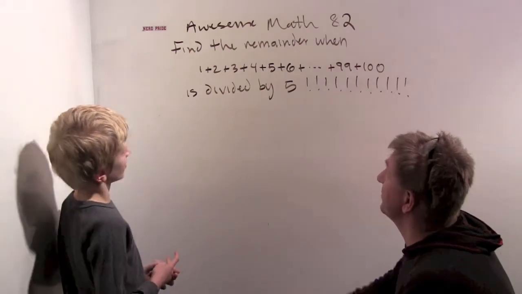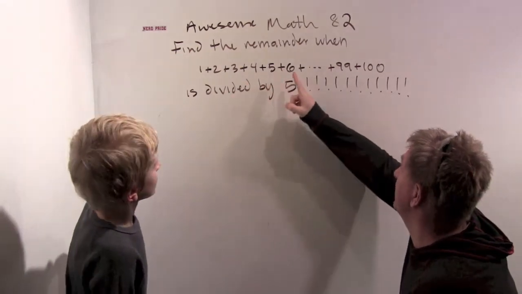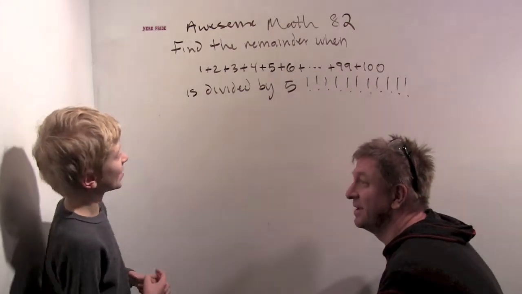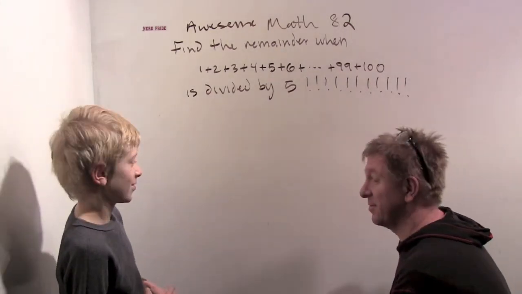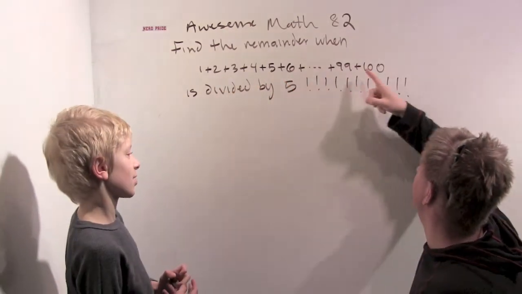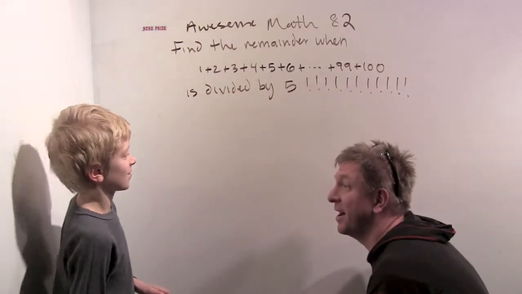What is the remainder when 1 plus 2 plus 3 plus 4 plus 5 plus 6, and so on, up to 99, 100, is divided by 5? So instead of asking you what 3 plus 4 mod 5 is, I'm asking you what is 1 plus 2 plus 3 plus 4 plus 5, all the way up to 100, mod 5.